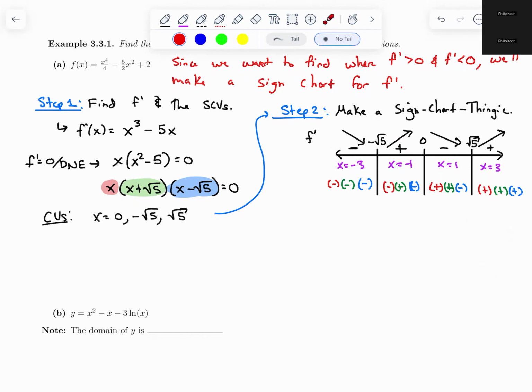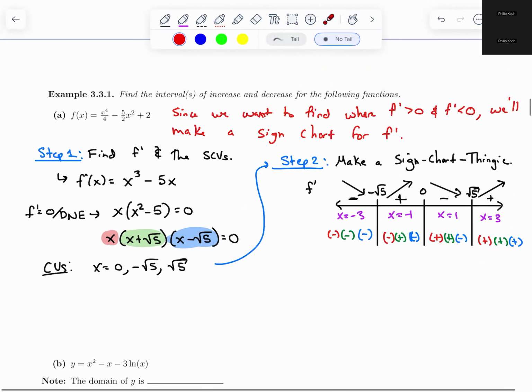A lot of the times they do alternate, but that's not guaranteed. You have to do a sign chart and you have to test each interval or use multiplicity, one of the two, to make sure you find the sign. It is not sufficient to just test one and then assume it's going to flip-flop. Okay?